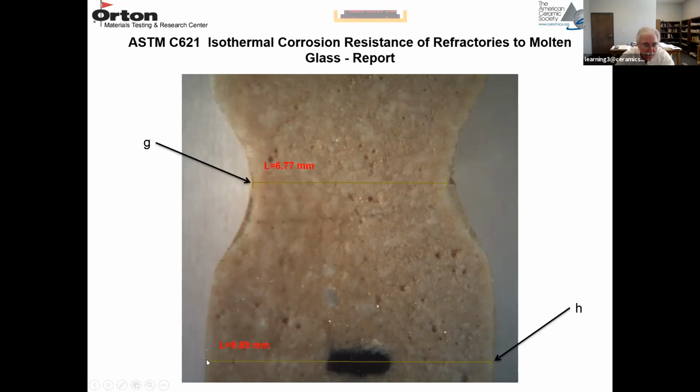And then you take the measurement at halfway down from the glass line to the bottom of the sample. And in this case, it was 9.89 millimeters. And that's your value H. And you can see the line on here. You look under a microscope, but you can see there's a little bit of glass on the surface yet. So you measure it from the actual refractory, ignoring the glass that's still on the surface.